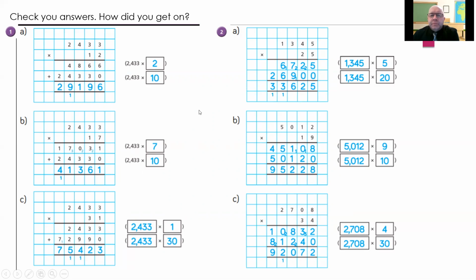Final answer, 75,423. And then question 2, there are your 3 answers, 33,625, 95,228, 92,072. If you've made an error at all, just go back and have a look at the middle parts of the questions to see if you can spot where your mistake is. Okay.